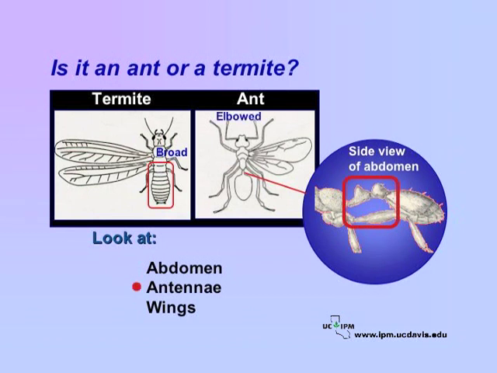Ants have elbowed antennae, while the antennae of termites are never elbowed. On winged forms, the ant's hind wings are smaller than its forewings. Termite front and hind wings are the same size. In addition, ant wings have few veins, while termite wings have several small veins.